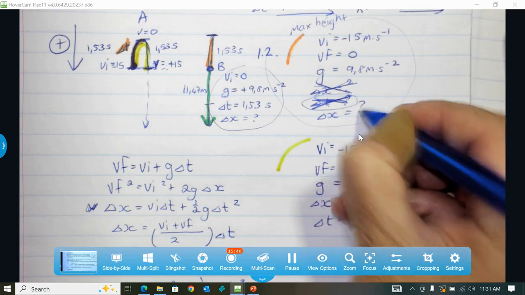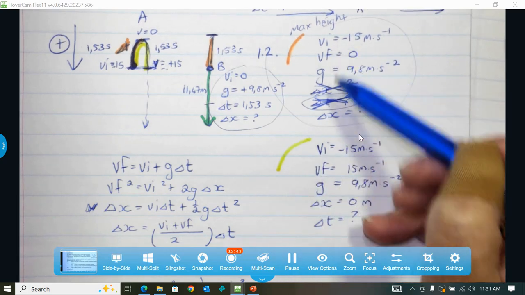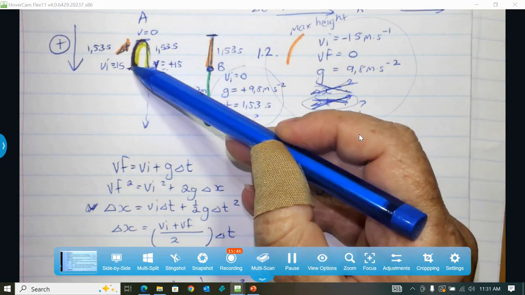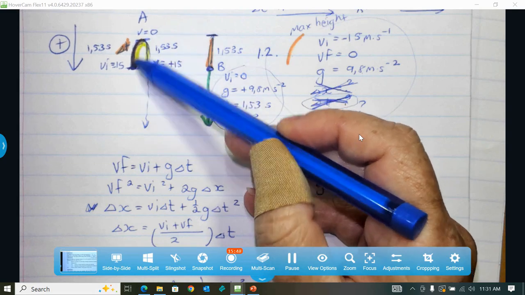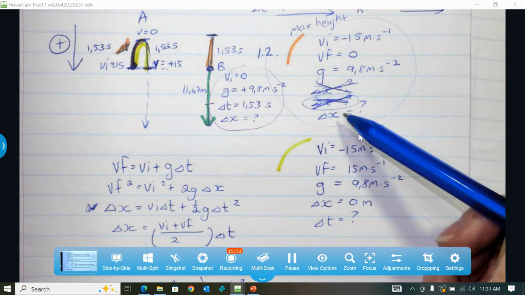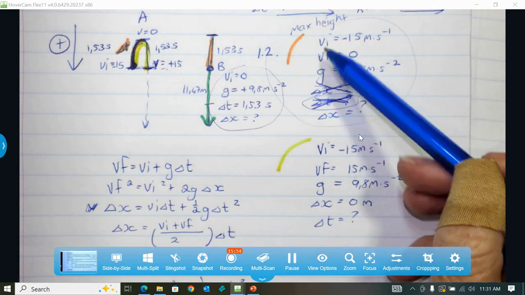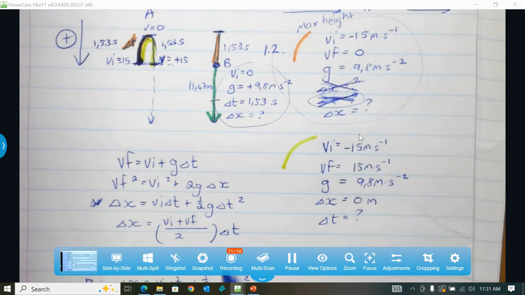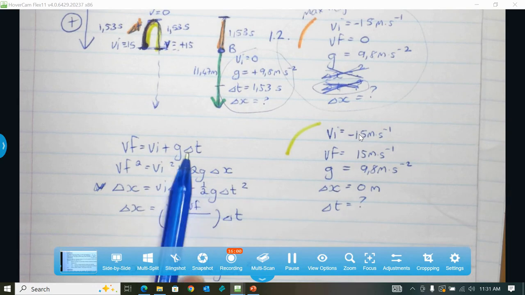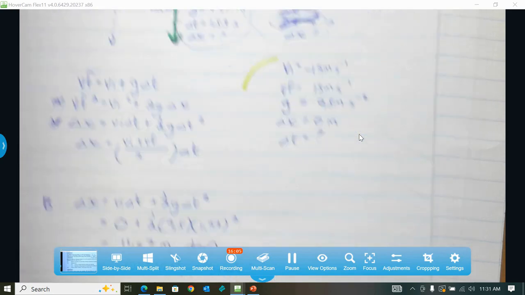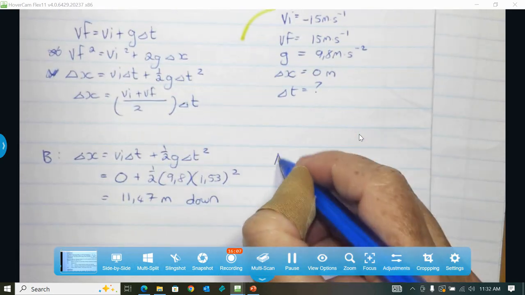So actually, this is what I have. That's what I'm looking for. What is the change in position of A for that orange part? And we should get a negative answer, right? Because it's gone up. So if I look at that, do you see I don't have time? Okay, well then don't use an equation with time in it. That tells me which one to use. So I'm going to put it here next to this one.